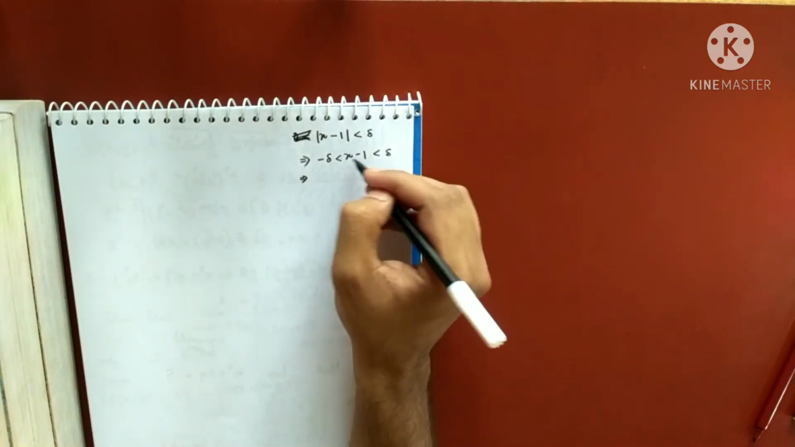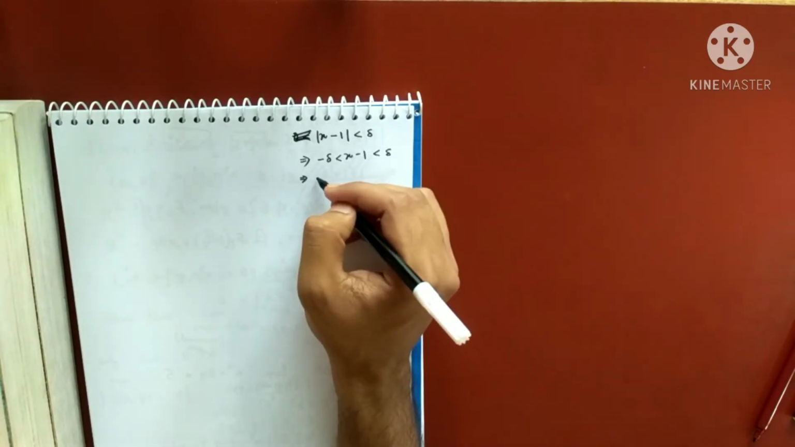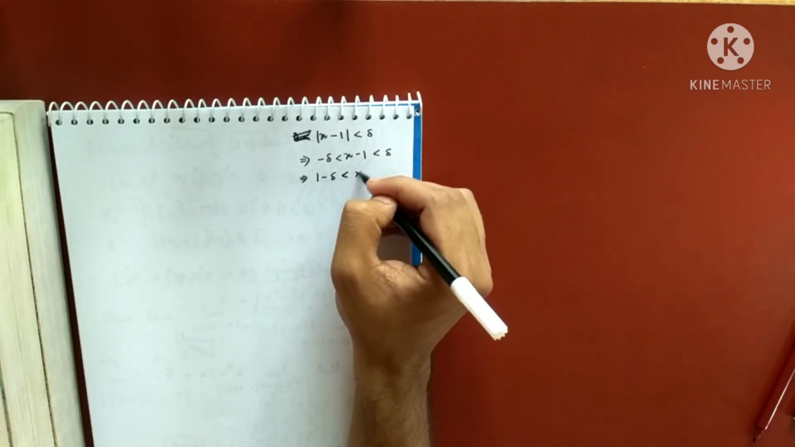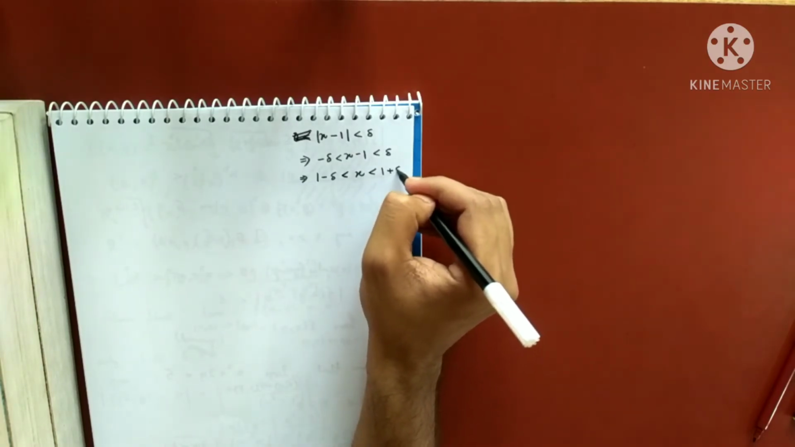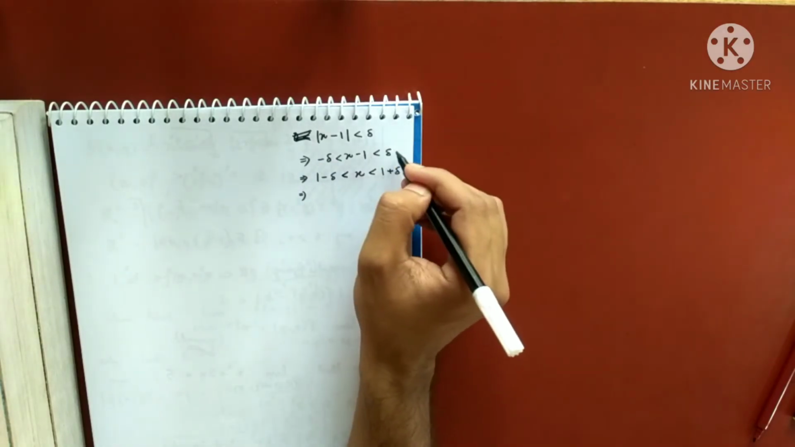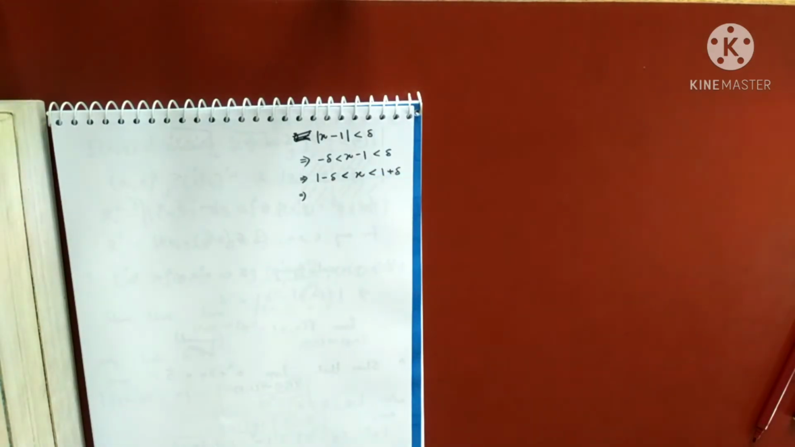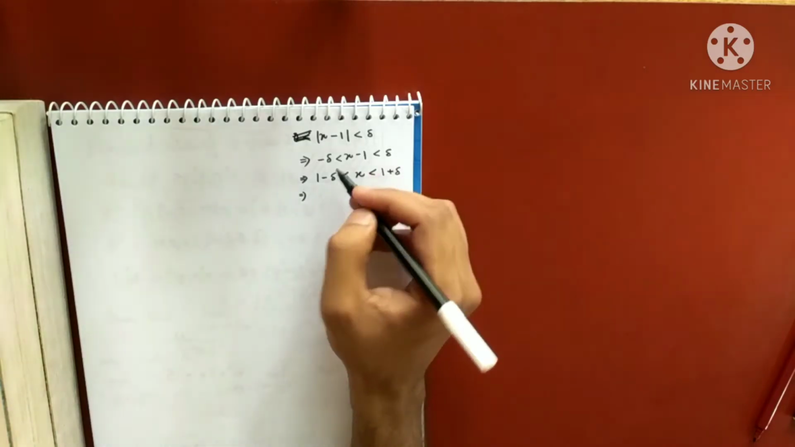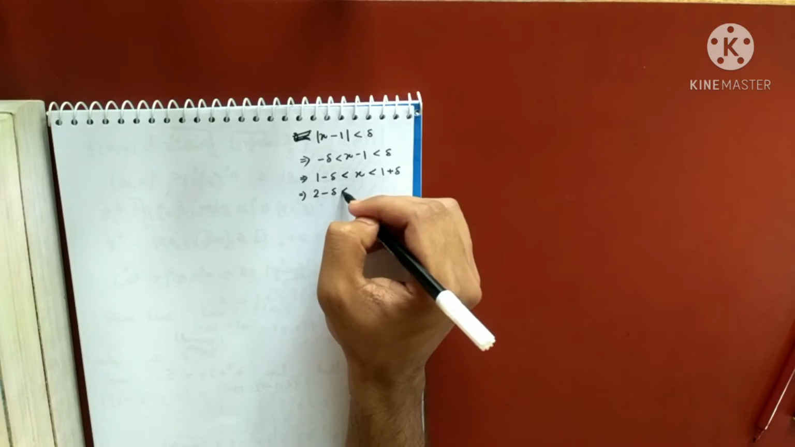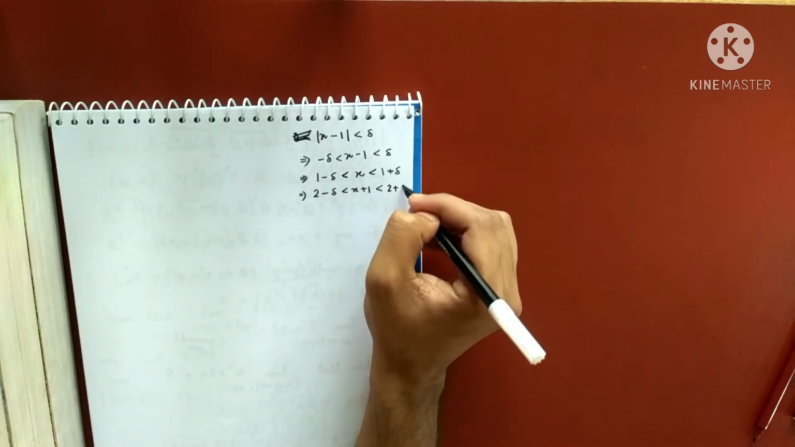So, what do you do? You just add 1. This is 1 minus delta, this is x, and this is 1 plus delta. I'm just adding 1. So if I'm adding 1 here, the 1 and the 1 get cancelled, plus 1. And again add 1, because I want to see the lowest and the highest value of x plus 1. Right? So adding 1 again, x plus 1 is less than 2 plus delta.